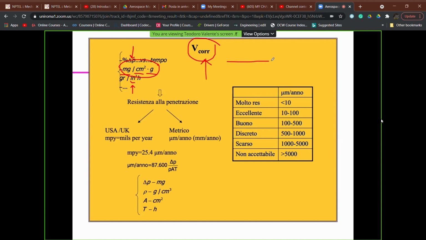What does it mean? If this is our component, that is our surface, and we are thinking that ions are going into solution, so losing material on the surface, we can expect that this loss of material gives a penetration on the exposed surfaces. Thus, for example, it means a reduction of thickness.